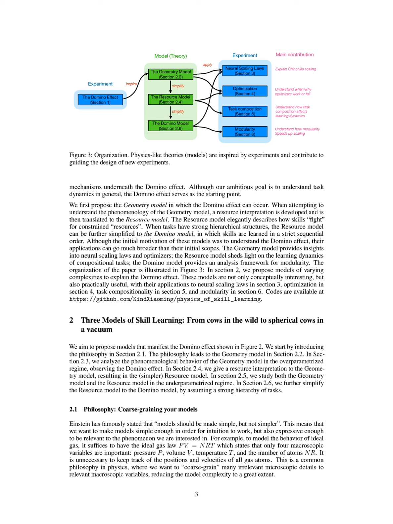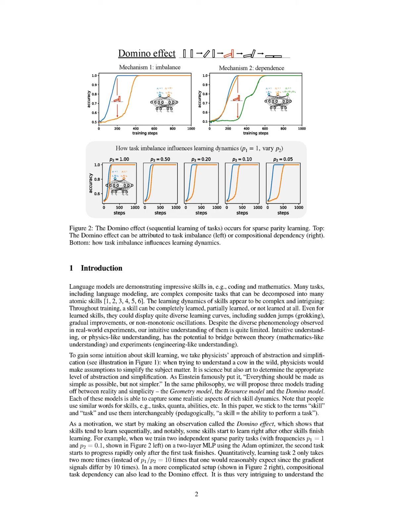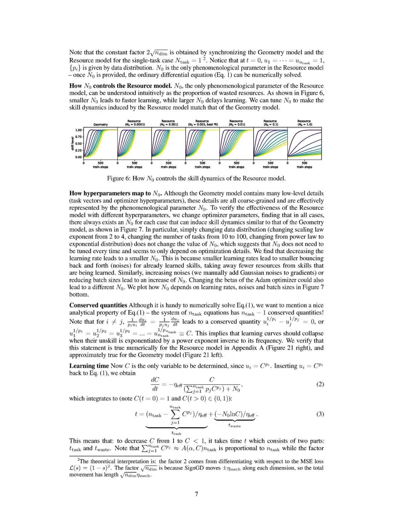Practically, the resource model simplifies the complexity of the geometry model, allowing for easier analysis and insights into training dynamics without needing to specify intricate details about gradients and task dependencies. Additionally, it can effectively simulate skill dynamics in scenarios where tasks are dependent, making it a versatile tool for modeling various learning scenarios. Finally, the model's ability to tune a single phenomenological parameter, n_0, to match the dynamics of the geometry model across different setups highlights its efficiency and adaptability in real-world applications.